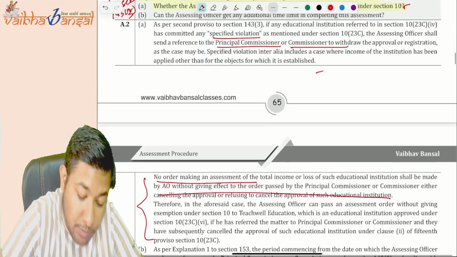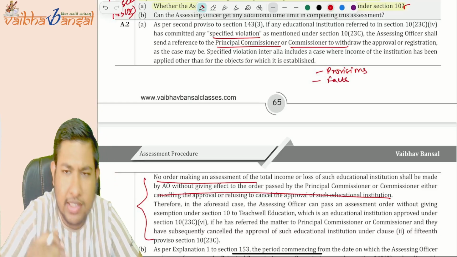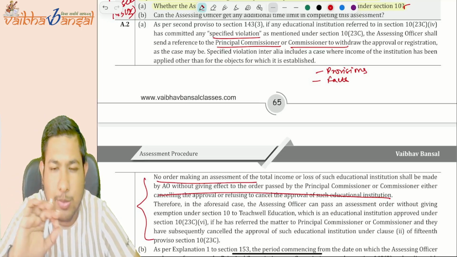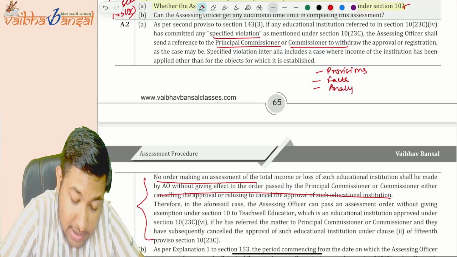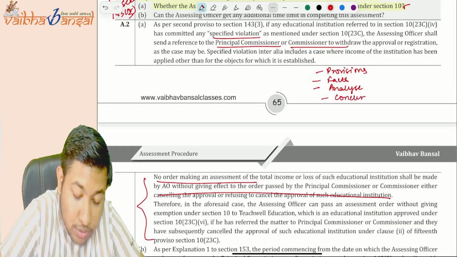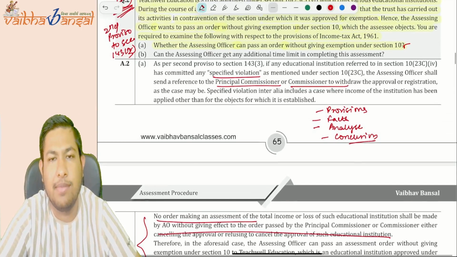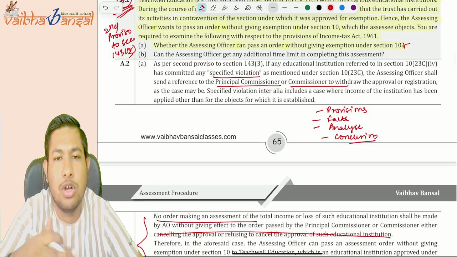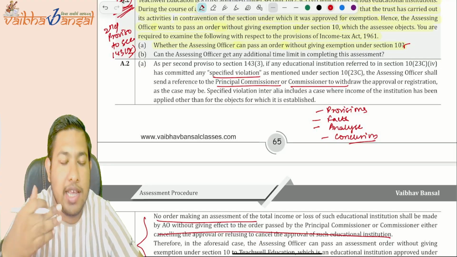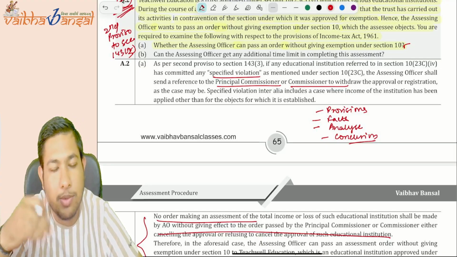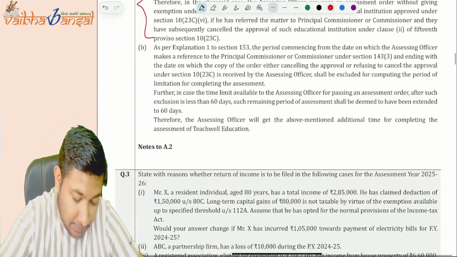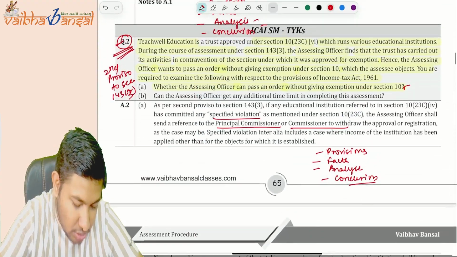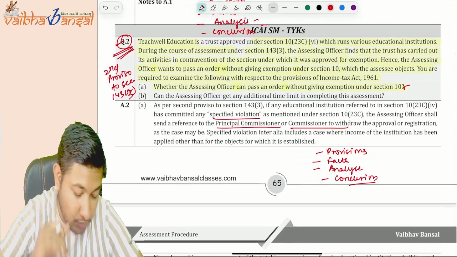So first you will write the provisions, and then you will write the facts of the case. Then the assessee has done certain violations, the specified violations, so you need to write those cases and then analyze the case. Then you need to give the conclusion that yes, he can, because in that particular case it is not clearly evident what the directions of the Principal Commissioner or the Commissioner are. So in that particular case you can give the final dicey conclusion. Now, question number two is not understood by you as of now, so just wait for it.